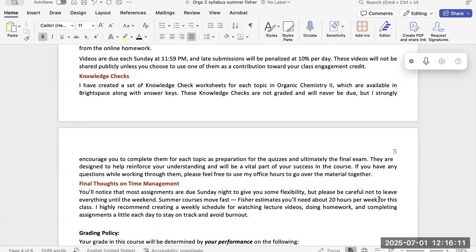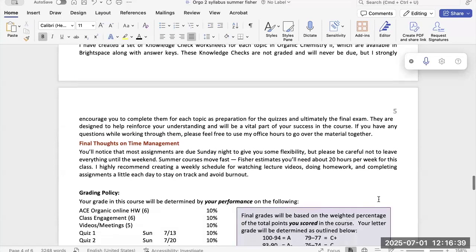Okay, so now this is different and new compared to Orgo 1 in Summer A. I have created knowledge checks, which is basically a worksheet on the topic in Organic Chemistry 2. They're going to be available in Brightspace along with answer keys for each one. These knowledge checks are not graded and they'll never be due, but I totally, absolutely, without a doubt, encourage you to work on them and complete them for each topic in preparation for the quizzes and then ultimately the final exam. They are designed to help reinforce your understanding, and I think will be a vital part of your success in the course.